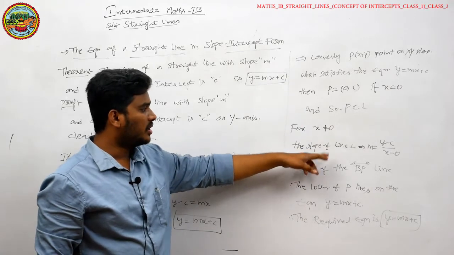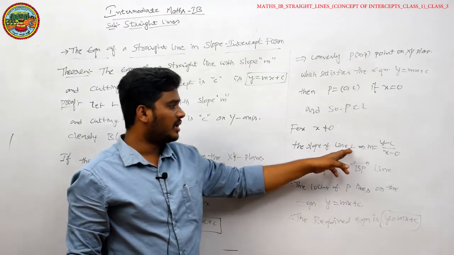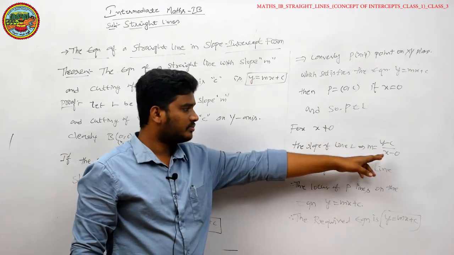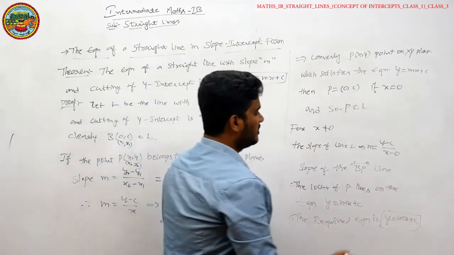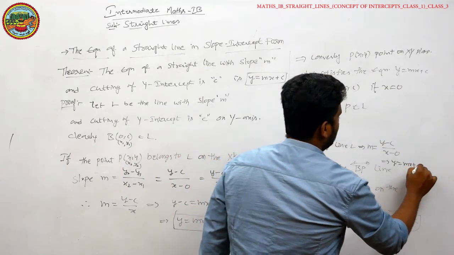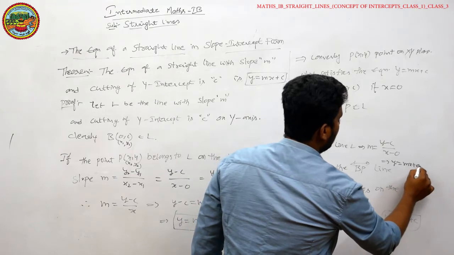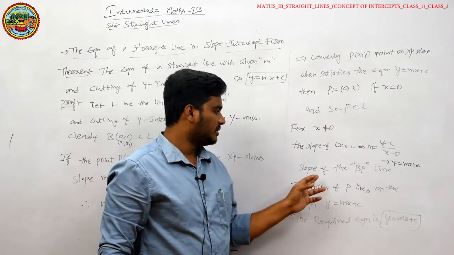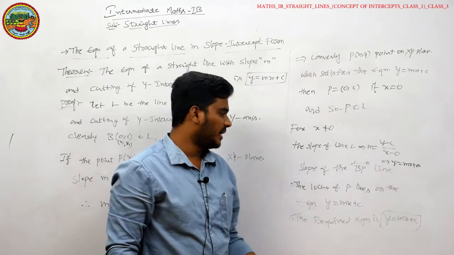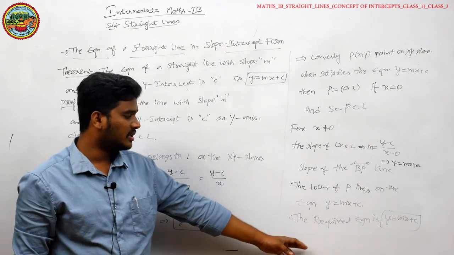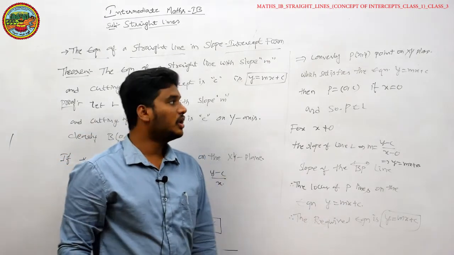So if x is not equal to 0, then the slope of line L is taken as m is equal to y minus c by x, which means y is equal to mx plus c. That means the point P lies on the line BP, which has the same slope. So therefore the locus of P lies on the equation y is equal to mx plus c. Then the required equation is y is equal to mx plus c.